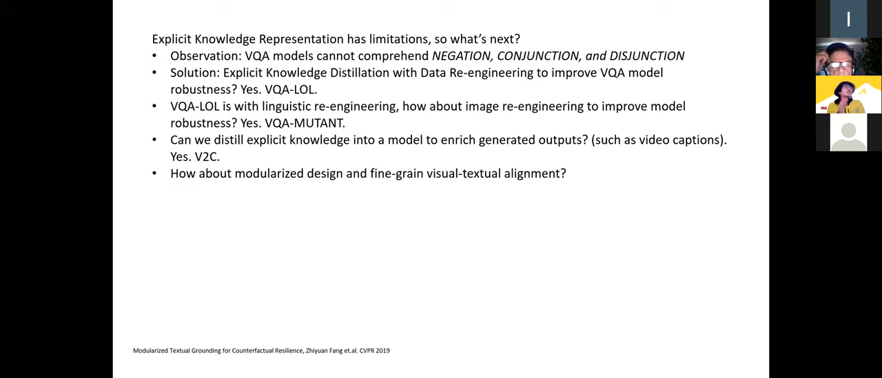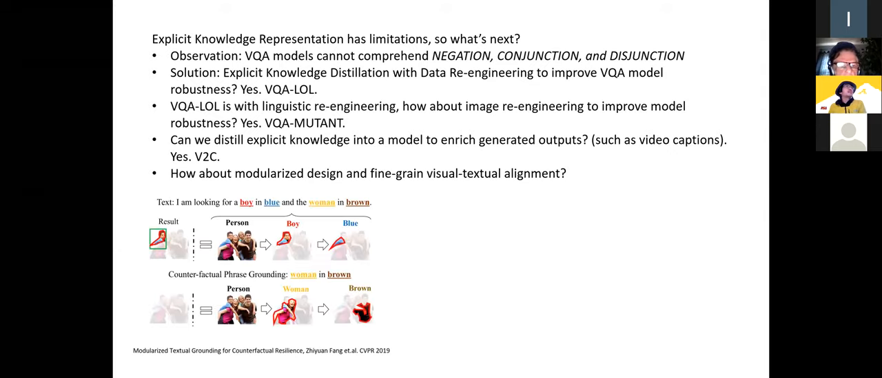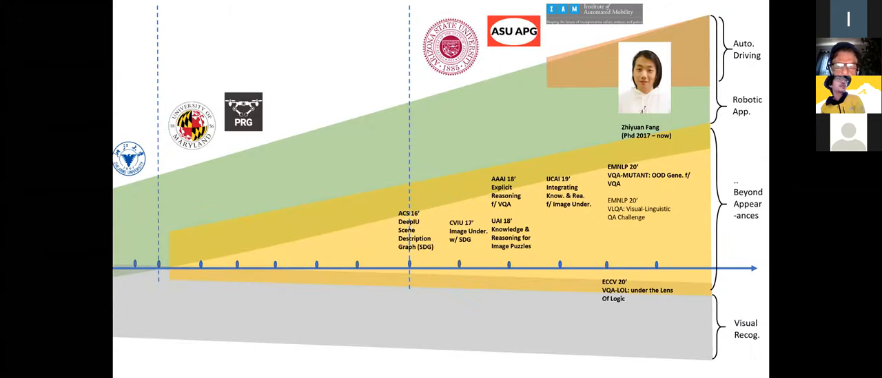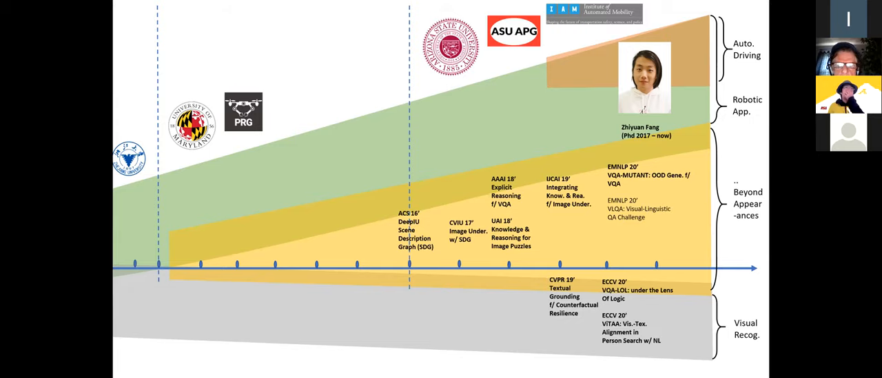Actually, we also explored how to use modularized design of fine-grained visual texture alignment. Some of the work has been presented in CVPR 2019 and ECCV 2020. This part is from Jacob Julian Fong. He joined my lab around 2017, and that's part of his work.